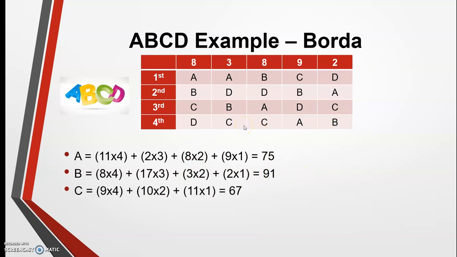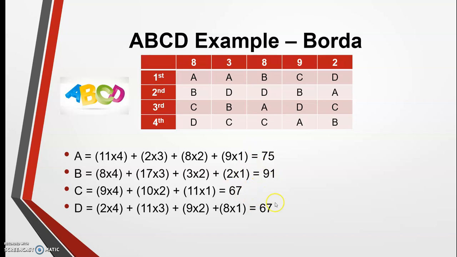We do the same thing for C. We'll notice that C has 9 first place, and C does not have any second place votes. So if it makes you happy to keep things lined up, you could put 0 times 3 right here, or you can just leave out the second place section because there aren't any second place votes. So then C has 8 plus 2, or 10 third place, and 11 last place. And then D has 2 first place, 11 second place, 9 third place, and 8 last place.